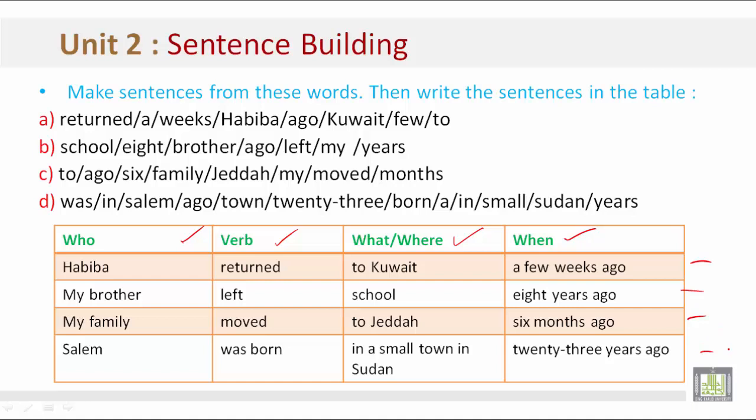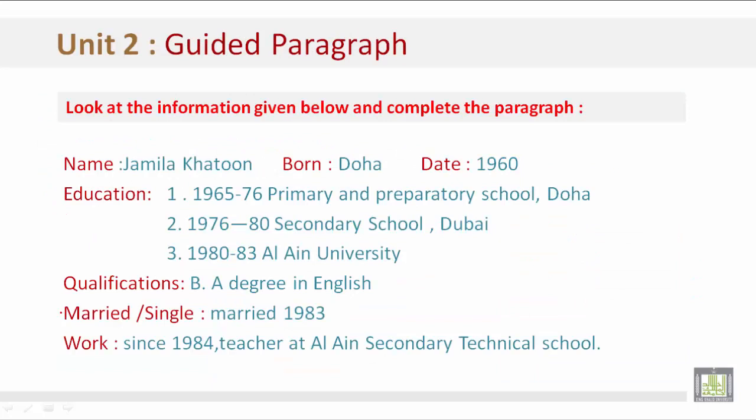Please notice that this chart follows the following format. You begin with who, such as Habiba, my brother, my family, Salim. We then go on to the verb: returned, left, moved, was born. We then move on to what and where, such as to Kuwait, school, to Jeddah, and a small town in Sudan. And we end the sentence with when, such as a few weeks ago, 8 years ago, 6 months ago, and 23 years ago. Now, let's begin our guided paragraphs.